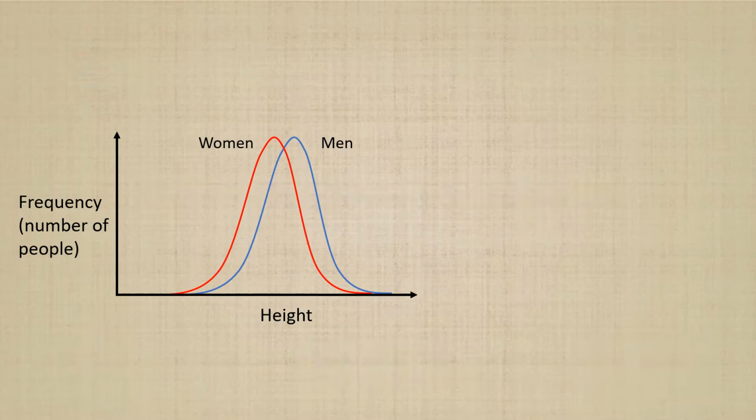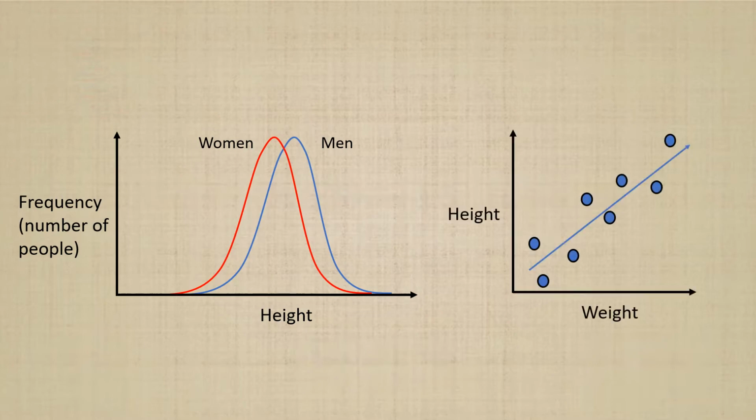Second, imagine that we want to study the relationship between height and weight. In the second graph, we can see that as height increases, weight tends to increase as well. The size of the difference between groups, or the strength of the relationship between variables, is referred to as a statistical effect.